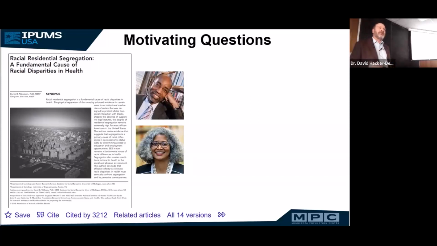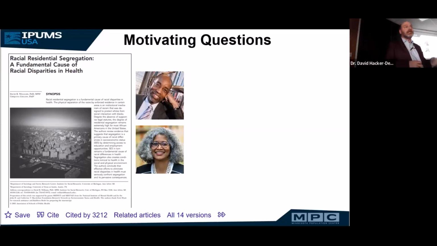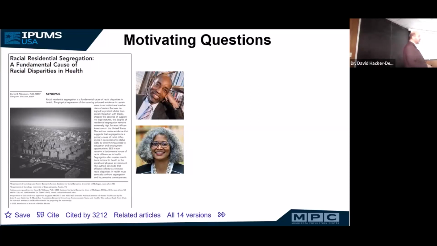But to us, a motivating question is: I don't think we can measure systemic racism in the past, in 1900, but we can measure one component of that, which is racial residential segregation. And there is this argument here. Williams and Collins have been cited about 3,200 times, which is good, that racial residential segregation is not just a cause of racial disparities in health, but a fundamental cause. So kind of harking to some of the fundamental cause theory.